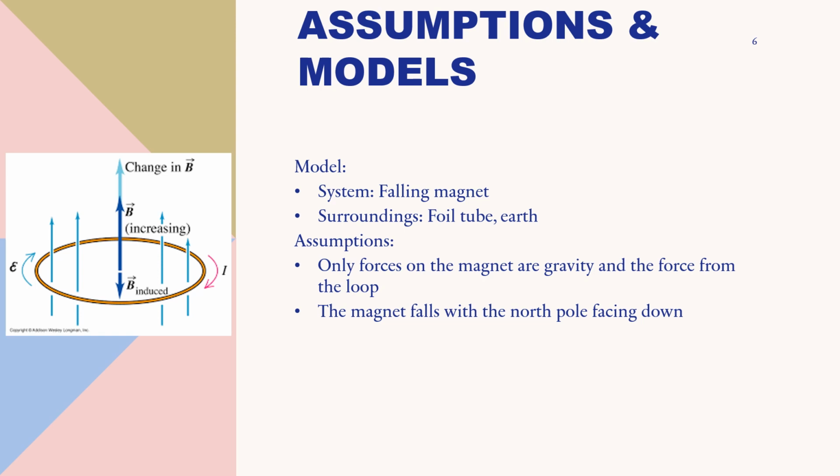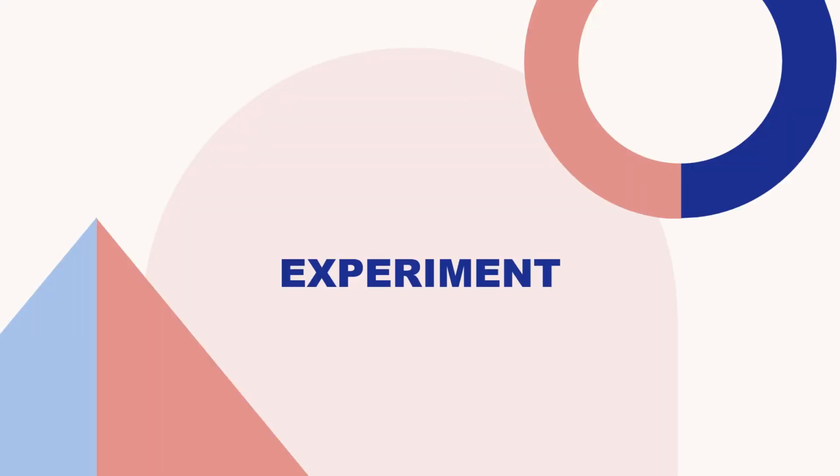Our system is the falling magnet, and the surroundings are the foil tube and also everything else on Earth. Some assumptions made are that the only forces on the magnet are gravity and the force from the loop, and that the magnet falls always with the north pole facing exactly down.